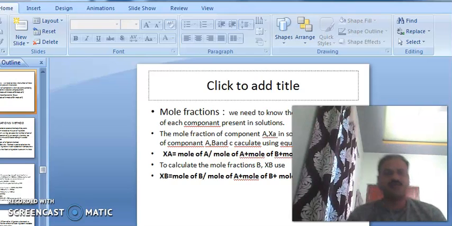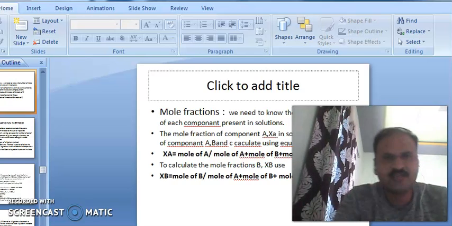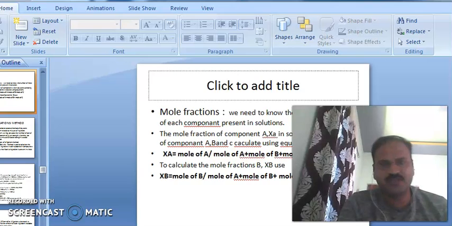Mole fraction, how to analyze mole fraction? If we are supposed to find the concentration of a solution containing three components, that is A, B, C, you have to calculate the percentage of A.